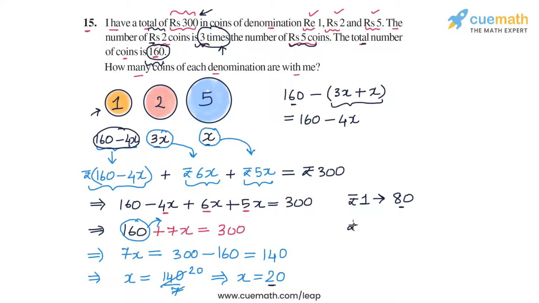What about 2 rupee coins? How many 2 rupee coins do I have in terms of x? I have 3x 2 rupee coins, and if x is 20, then 3x is 60. So I have 60 2 rupee coins. And finally, how many 5 rupee coins do I have? I have x 5 rupee coins and x is 20. So I have 20 5 rupee coins. So the answer to the problem is that I have 80 1 rupee coins, 60 2 rupee coins and 20 5 rupee coins. And this completes question number 15.